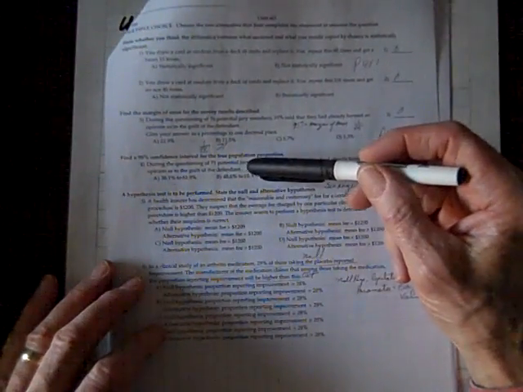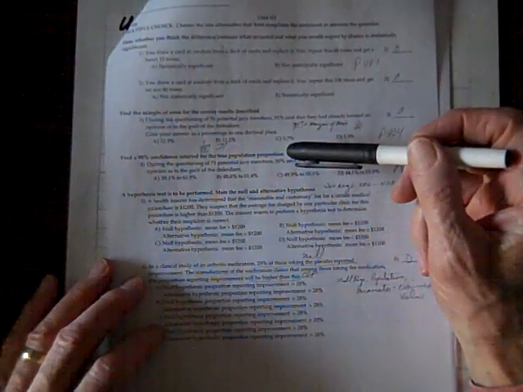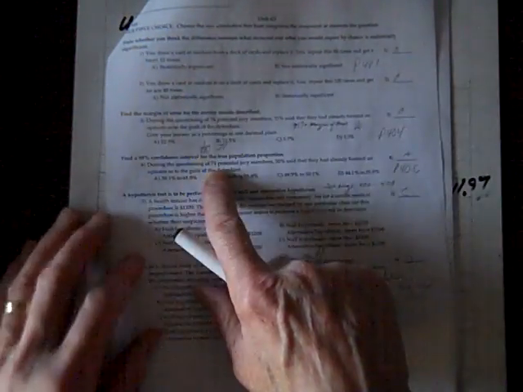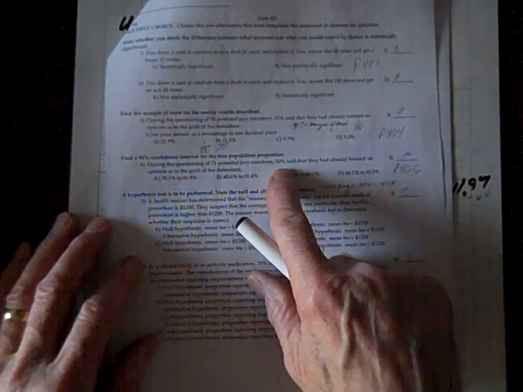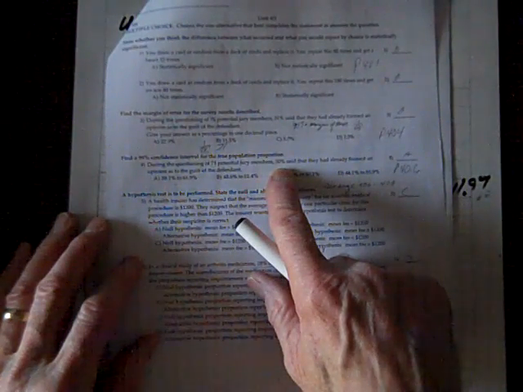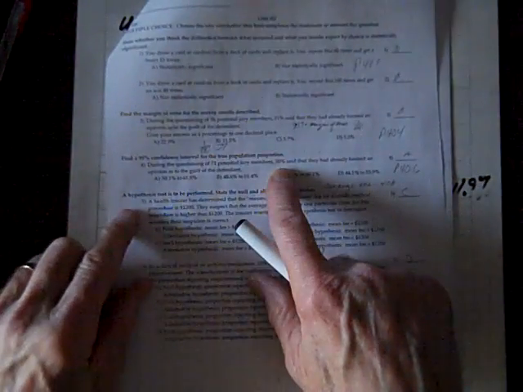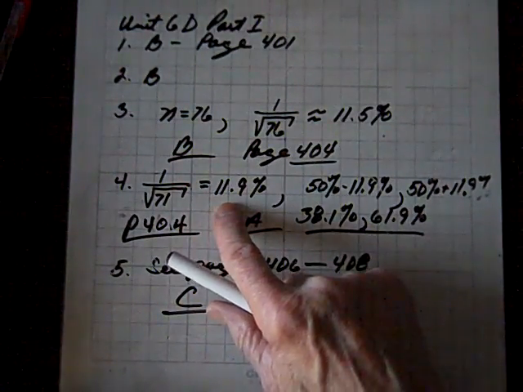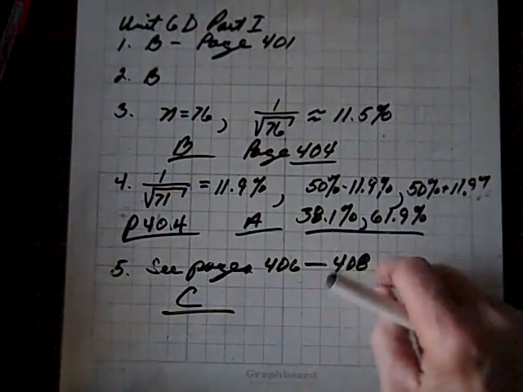Now for 4, we have to find the interval corresponding to that margin of error. And our sample size is 71, and 50% of the jurors claimed that they had already formed an opinion as to the guilt of the defendant. So 1 over the square root of 71 corresponds to 11.9%.